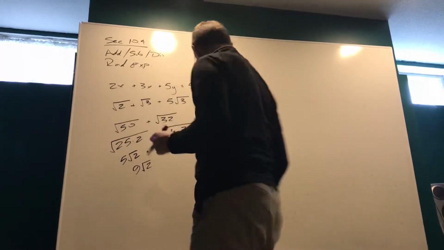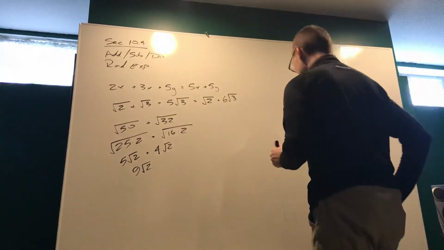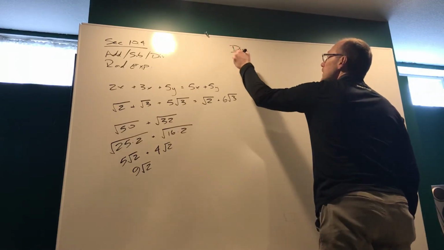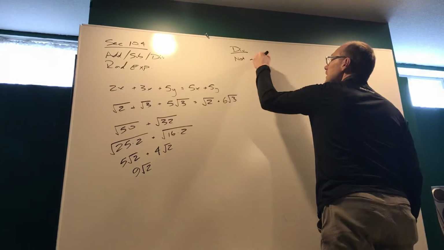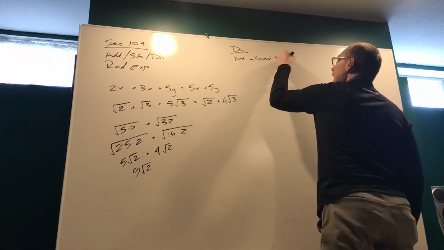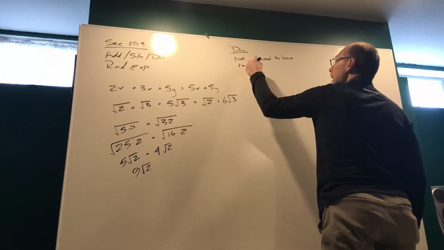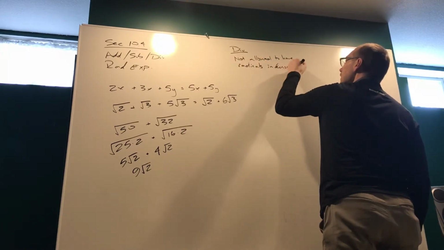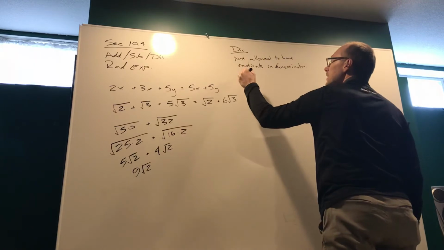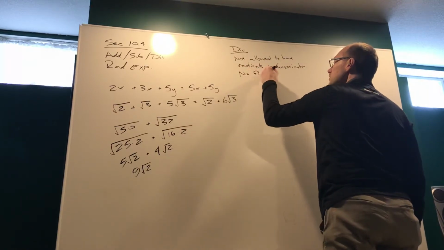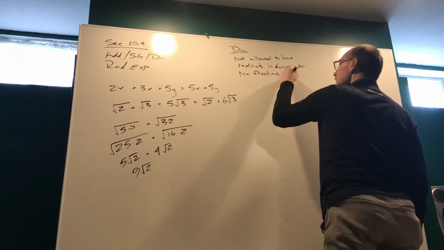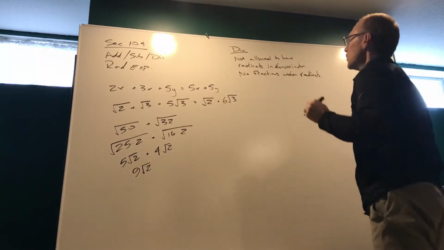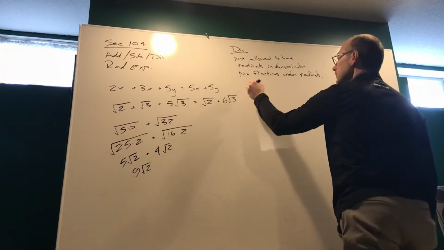But this whole idea of division is a little bit more difficult. And there's the general rule that says you're not allowed to have radicals in the denominator and no fractions under radicals.